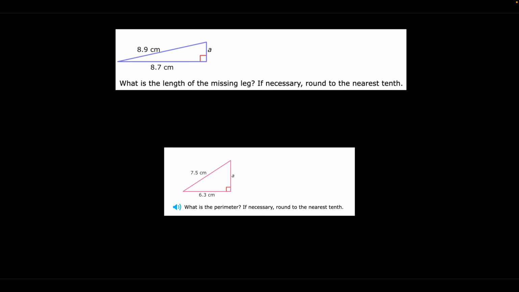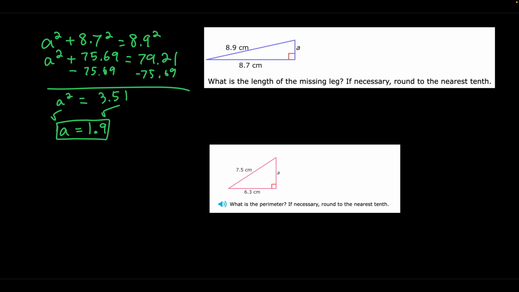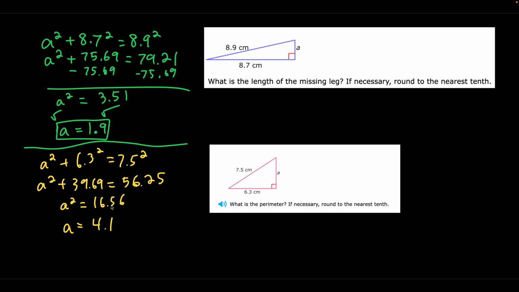Okay, now that you've had time to work these problems, let's check your solutions. Okay, I moved these problems over to make a little bit of room here. Here is the work for the first problem. You should have gotten A equals 1.9. And for the second problem, here is the work. You should have gotten 4.1, but wait, pause.